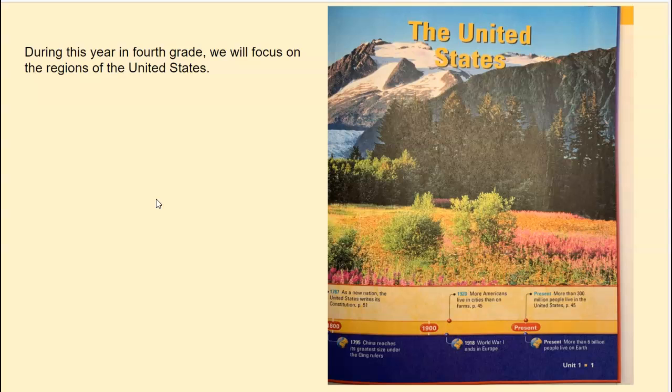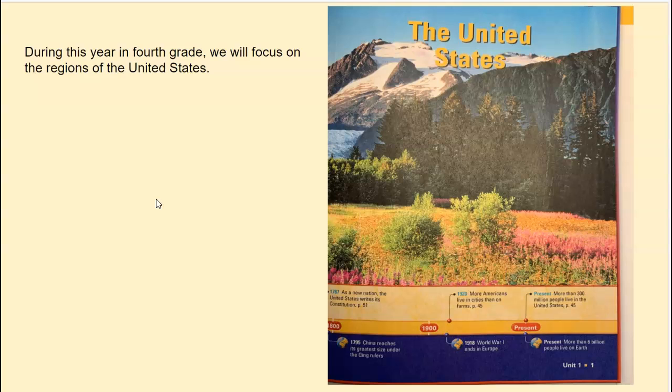At the top, 1787 in the United States, as a new nation, the United States writes its Constitution. But below, around the world, in 1795, just a few years later, China reaches its greatest size under the king rulers. I hope I said that right. Now we're moving along in intervals from 1800 to 1900.